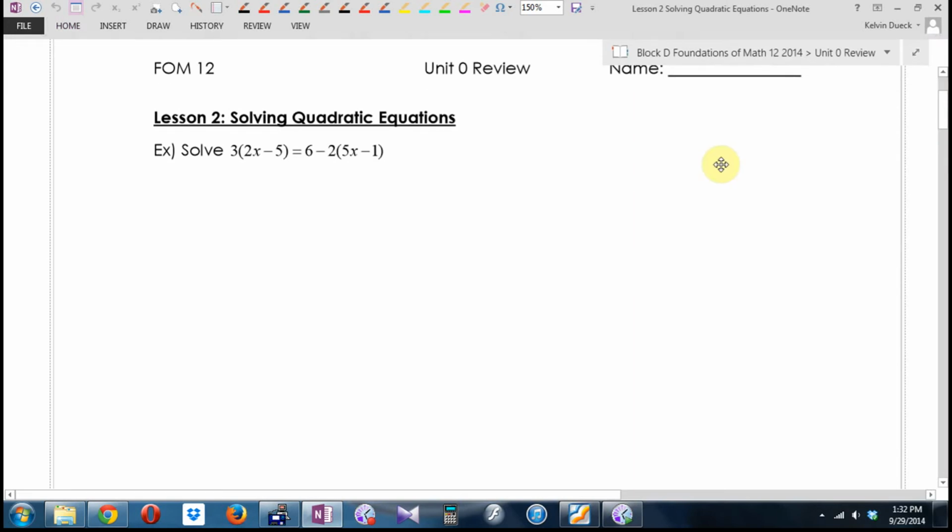So let's start. I call this Lesson 2, review of solving quadratic equations. First of all, what is a quadratic equation? What makes a quadratic a quadratic? My physics kids hopefully remember this because it's important. What makes a quadratic a quadratic? How can you glance at a quadratic equation and say, I know that's a quadratic?